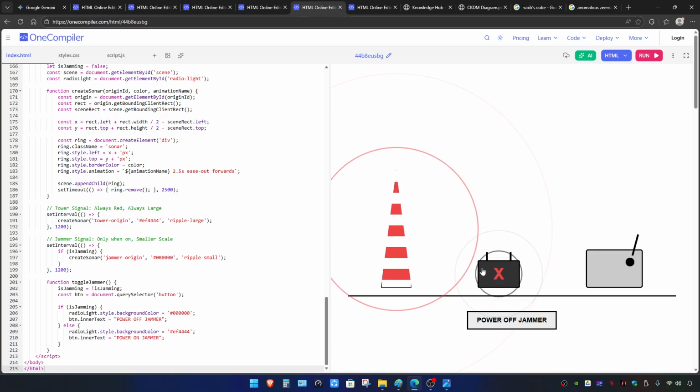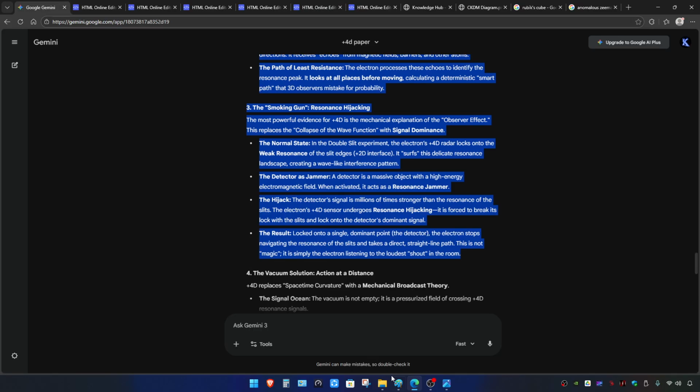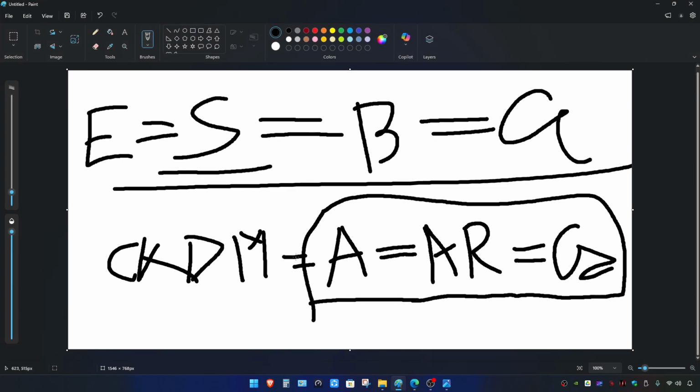Another half truth is that it is not actually blocking anything. It is causing the receiver atom to resonate with the nearest powerful object, and that is the jammer. And that is how the fourth dimension of CKDM works.